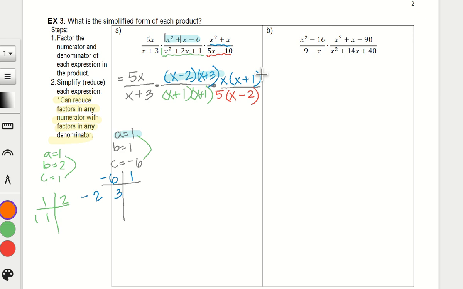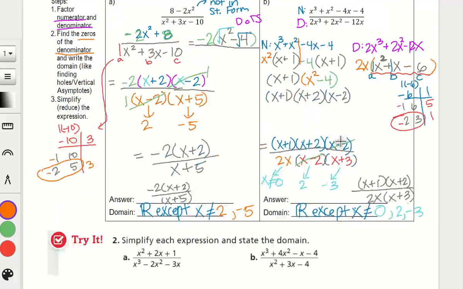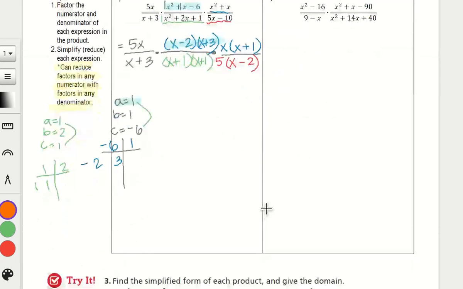So in the previous example, I only had one fraction. So I was reducing anything from the numerator with the same thing from the denominator. Now I have multiple numerators and multiple denominators. So as long as it's in the numerator of one and the denominator of any, I can reduce. So x plus 3 will reduce, as will x minus 2.